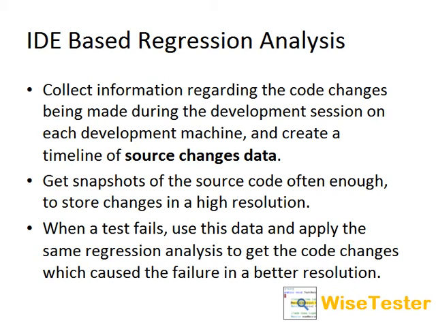by integrating into the IDE and collecting information regarding the changes that the developer makes during his development sessions. We can create a timeline of source changes data. If we can get snapshots of our source code often enough, we can then use this data and apply the same process described in the previous section in order to find the exact code changes which caused the unit test to fail in a much better resolution.